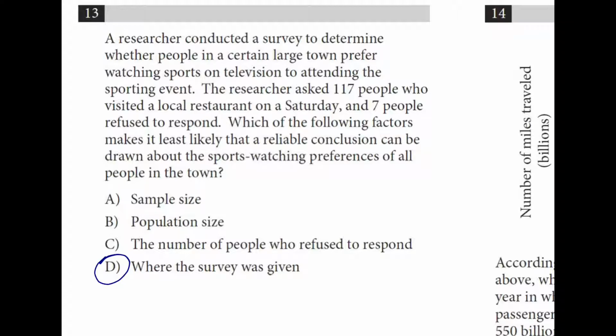Choice D is correct. Survey research is an efficient way to estimate the preferences of a large population. In order to reliably generalize the results of survey research to a larger population, the participants should be randomly selected from all people in that population. Since this survey was conducted with a population that was not randomly selected, the results are not reliably representative of all people in the town. Therefore, of the given factors, where the survey was given makes it least likely that a reliable conclusion can be drawn about the sports watching preferences of all people in the town. If you're asking people who are watching sports on a TV whether they prefer TV or the live event, of course they're going to prefer the TV.